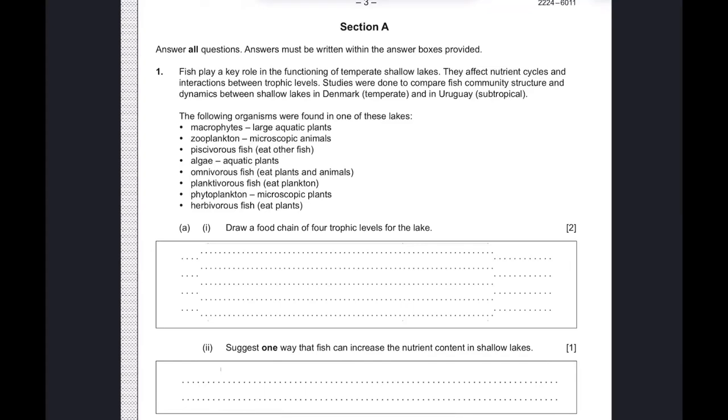Hello everyone. Today we are going to look at the database question of May 2024. It's Biology SL paper and it's on the topic ecology. So here in the database question, it's talking about the nutrient cycle and the interaction between trophic levels.